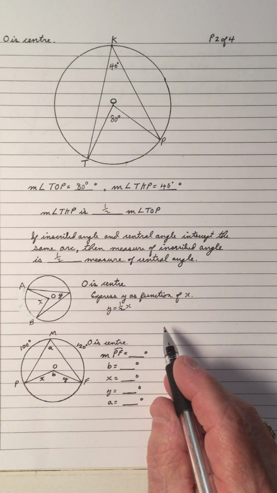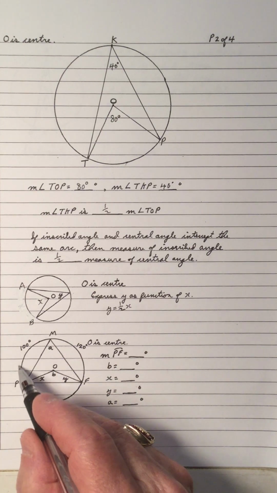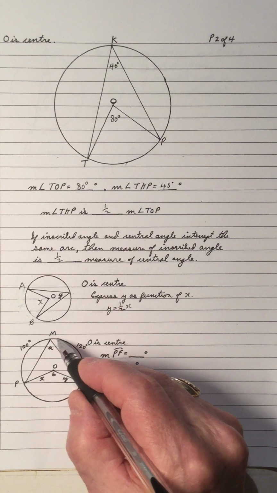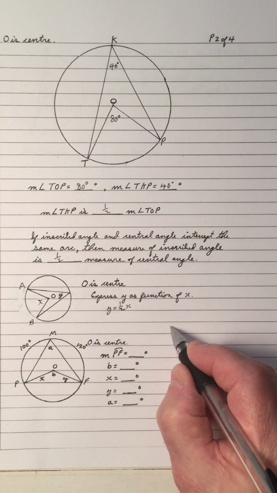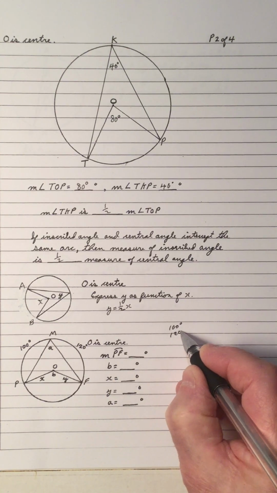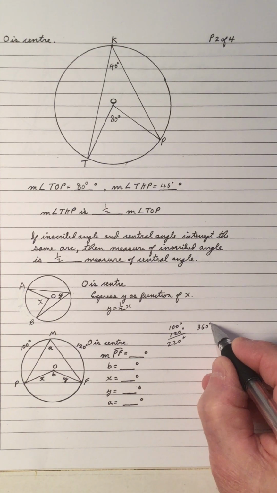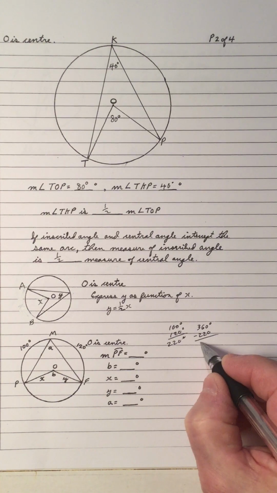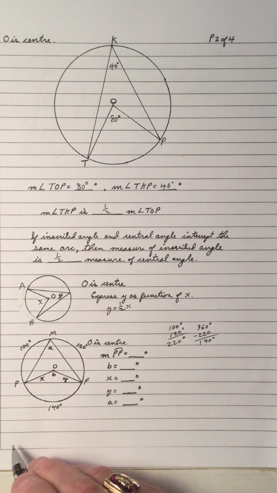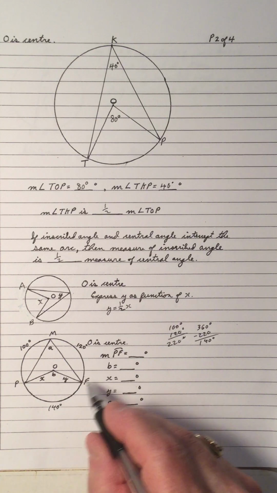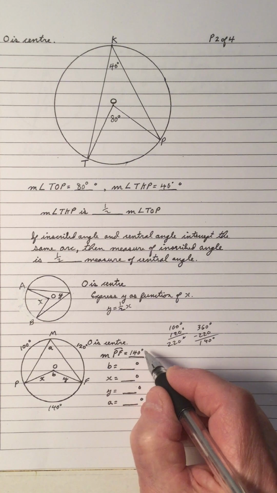And we have another problem, with O again as the center. The arc PM is 100, the arc MF is 120, and all the way around the circle is 360 degrees. So 100 plus 120 is 220 total, and 360 minus 220 gives us 140. So this arc PF is 140. Notice it is marked with two letters, so it's a minor arc, 140 less than 180.